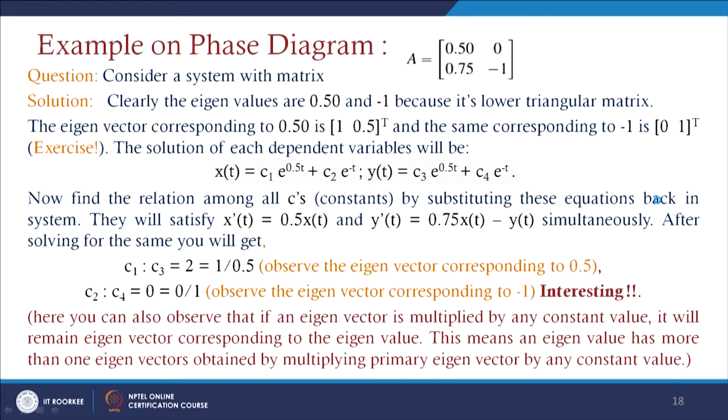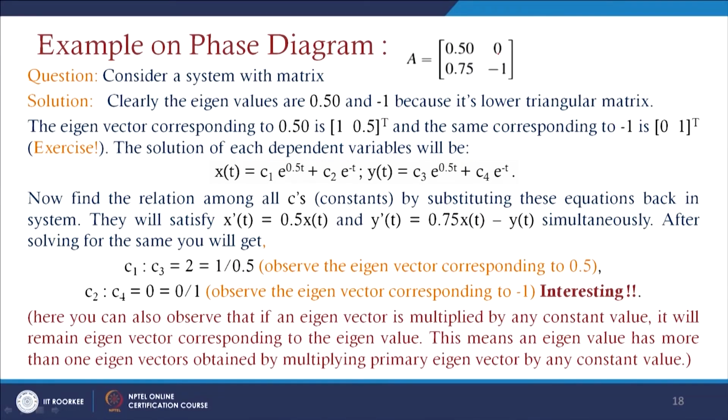So if we consider a matrix where the diagonal entries exist and other entries are also present, like A equals 0.50, 0, 0.75 and minus 1. Clearly, this is an upper triangular matrix, hence the diagonal entries are the eigenvalues. So the eigenvalues are 0.50 and minus 1, and corresponding to the eigenvalue 0.50 the vector comes as 1 0.5, and the eigenvector corresponding to minus 1 comes as 0 1. Obviously, you can find it in direct form, (A minus lambda I) into V equals 0. Since lambda is known to you, you can directly find the vector.